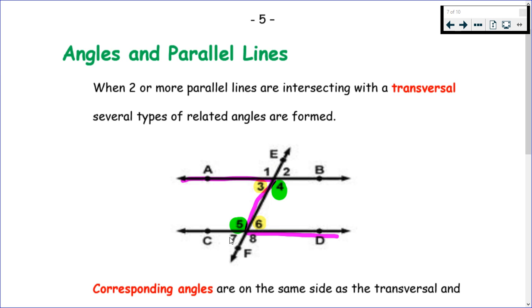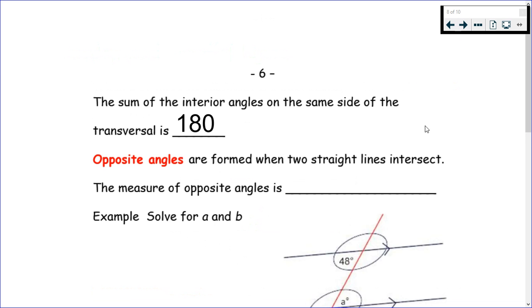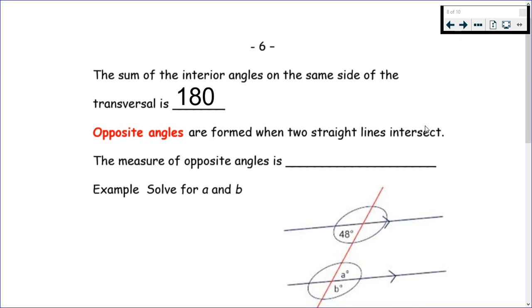Same thing down here. Angles that add up to 180 are 5 and 6, 6 and 8, 8 and 7, and 5 and 7. Any pair that's next to each other. The measure of opposite angles is equal.